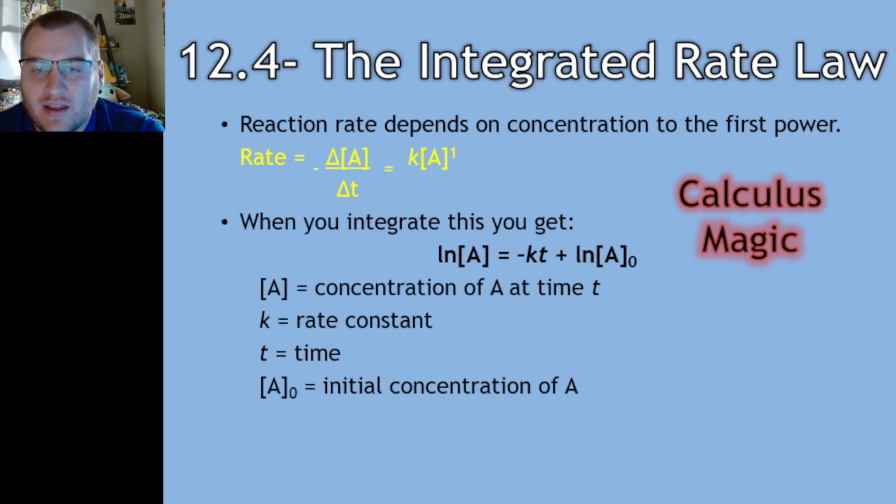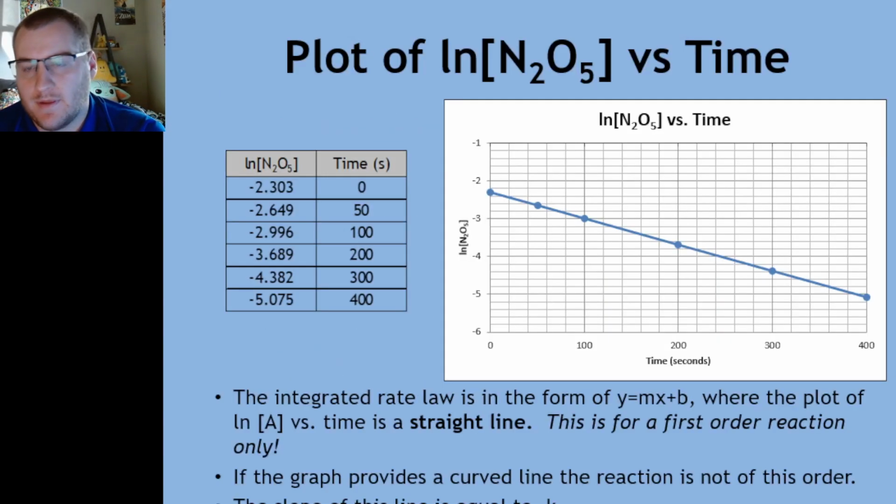Don't worry about it. All of my variables I have here, A with no subscript is just the concentration of A at whatever time you care about. k is our rate constant, that's still there. t is time. And then [A]0 is my initial concentration of A. This is another formula that we're going to use for a purpose in just a bit.